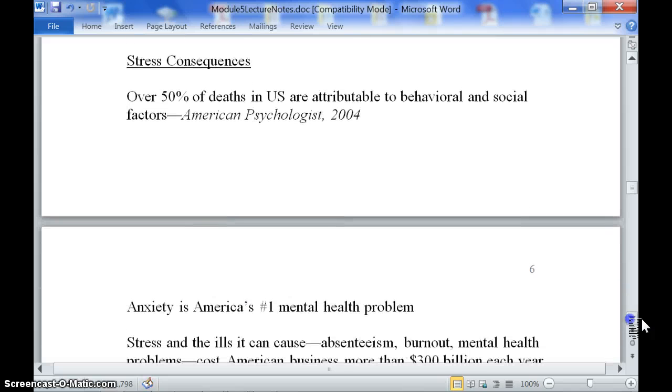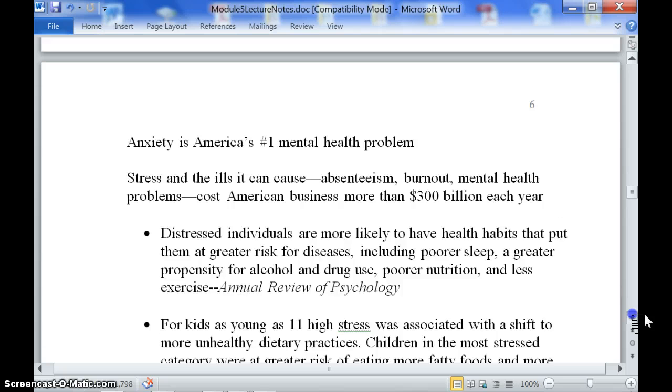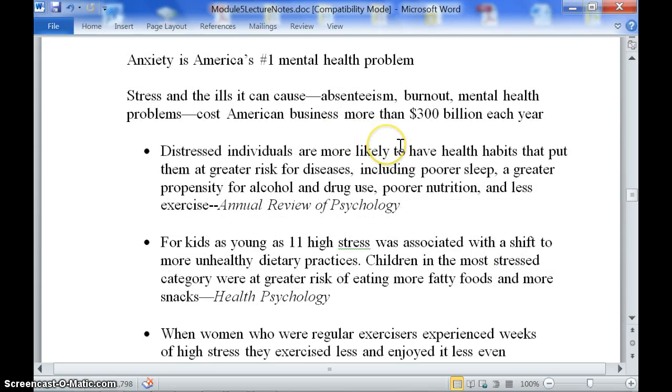And again, not to get into all the detail on stress consequences, as I talked about with the Penn State research, there are lots of consequences, but stress is a very significant issue in our lives. Over 50% of the deaths in the U.S. are attributed to stress. Anxiety is America's number one mental health problem. Stress can cause absenteeism, burnout, mental health issues. There's something now in worksite health promotion called presenteeism, where you're at work, but you're so stressed out you're not really doing anything, so you're not very productive. $300 billion. This is serious stuff.